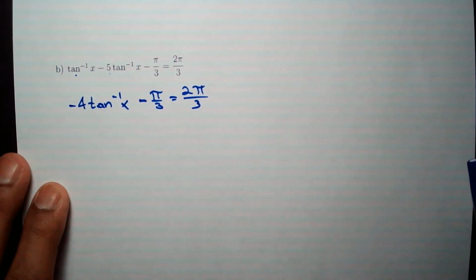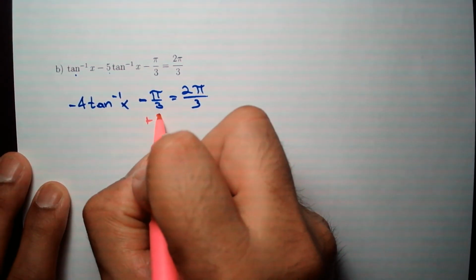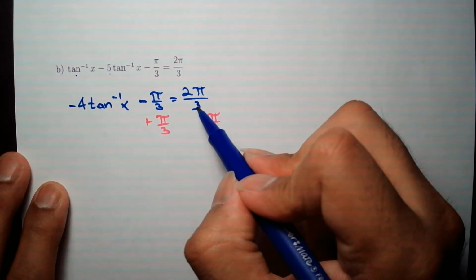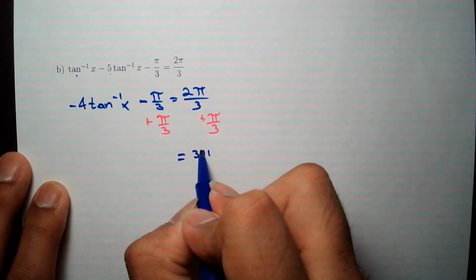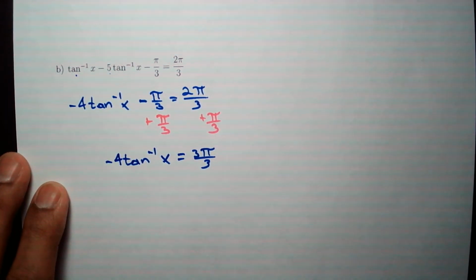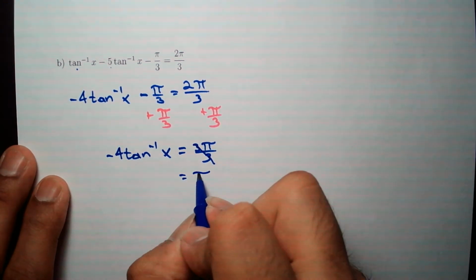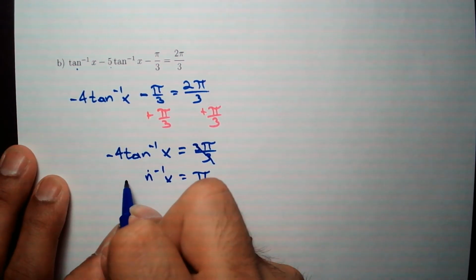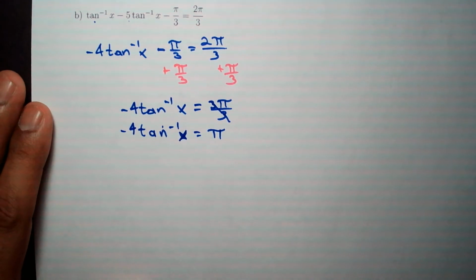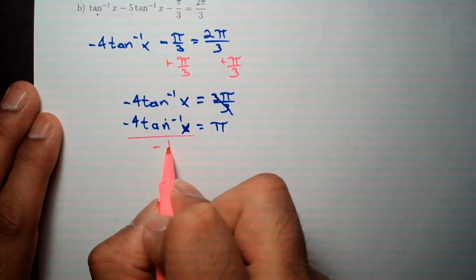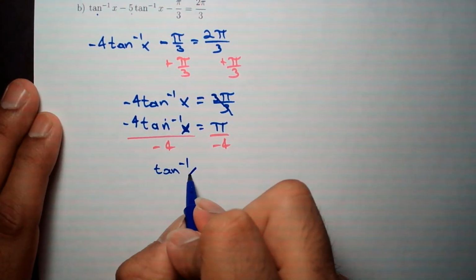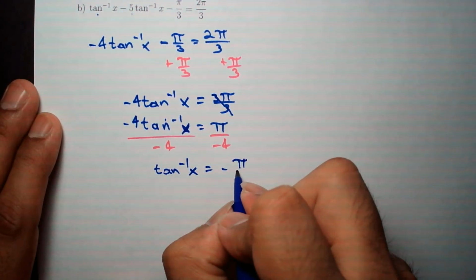And then I'm going to add this pi over 3 to both sides. In this case, 2 pi over 3 plus pi over 3 is going to give me 3 pi over 3. And these 3's are going to get canceled. And let's solve for the inverse trig, which we do by dividing both sides by negative 4. Tangent inverse of x equals negative pi over 4.